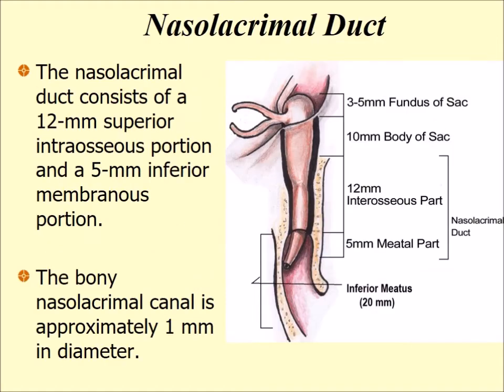And the nasolacrimal duct consists of a 12 mm superior intraosseous portion and a 5 mm inferior membranous portion. The bony nasolacrimal canal is approximately 1 mm in diameter. This is the intraosseous part and this is the membranous part.